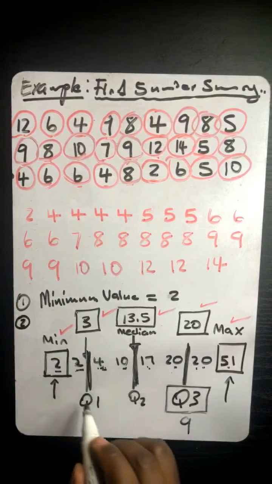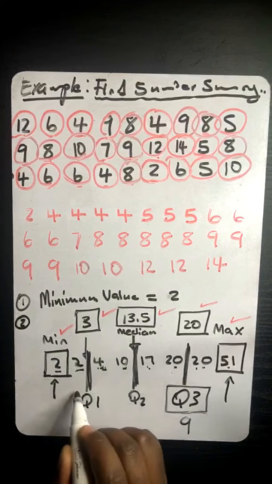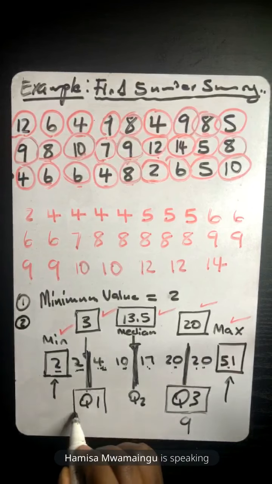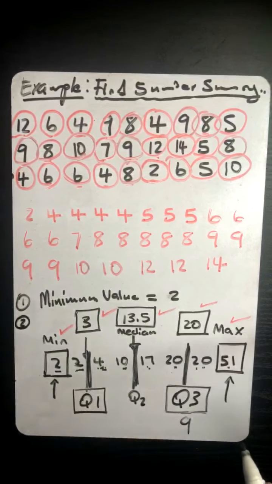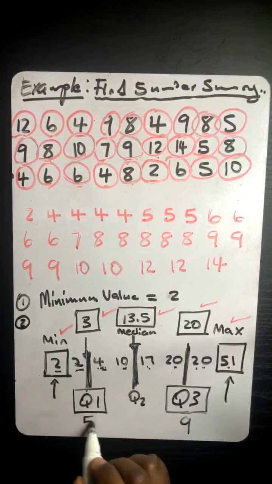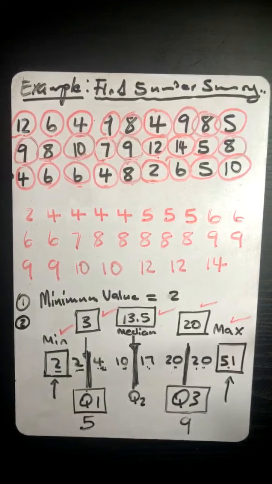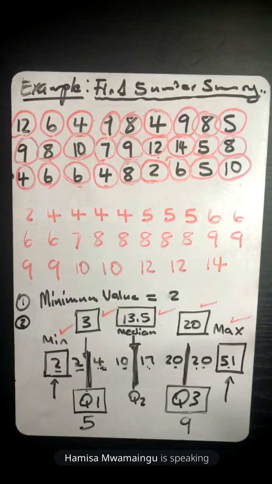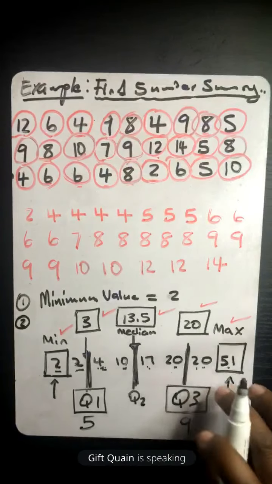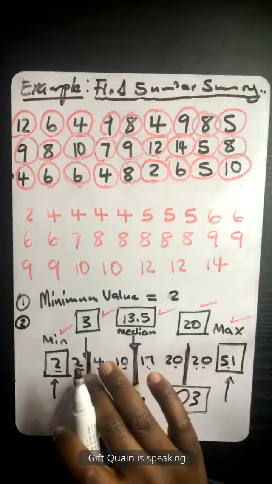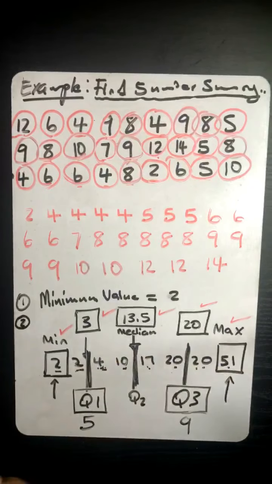Hamisa, what did you get for your Q1? Q1 was 5. She got 5. Gift, what are you getting there? Are you also getting 5? Not on that data, the top one. No, we got 5.